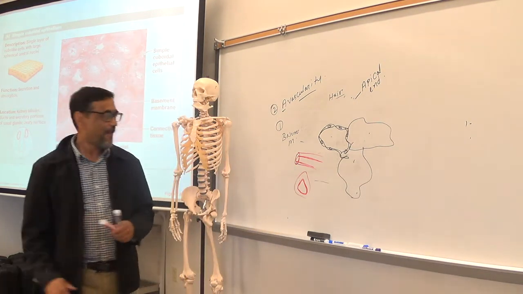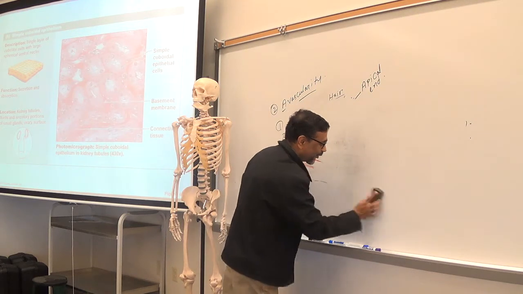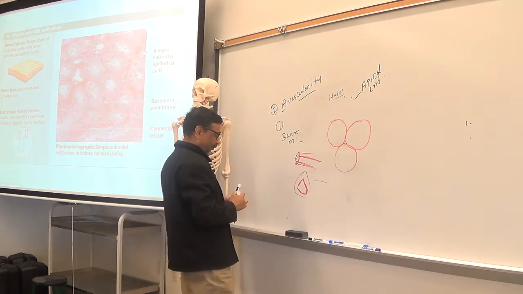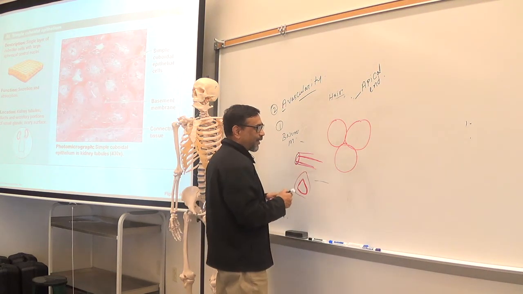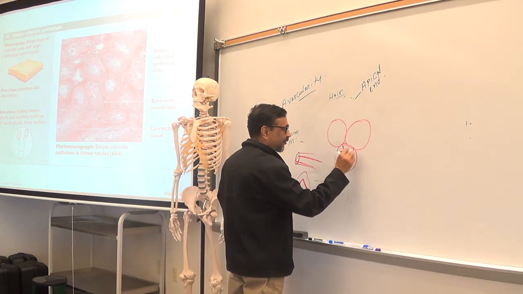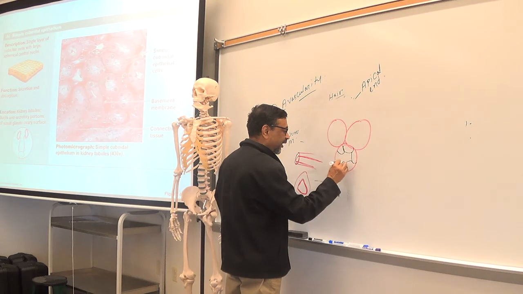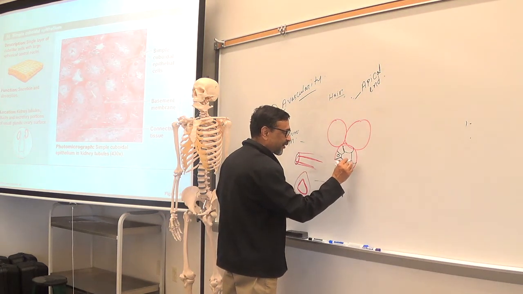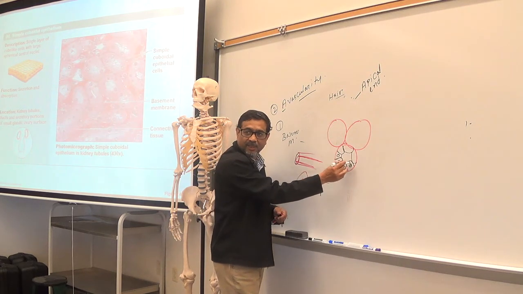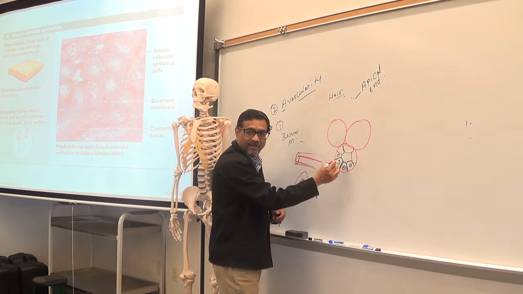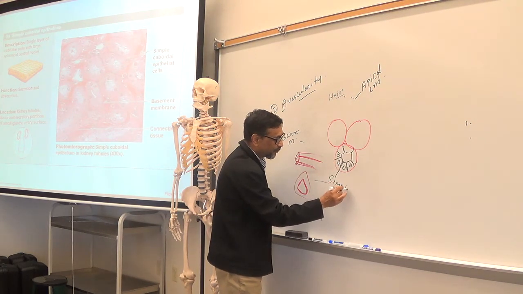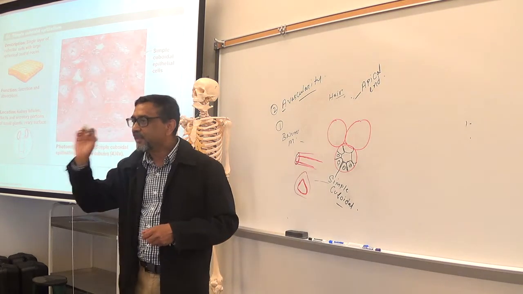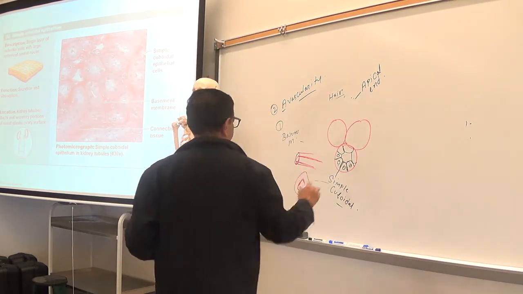Simple cuboid. If you see this tissue, you have to look carefully. Tube-like structures. These are called ducts. And in the wall, you will see the cells are like this. The cube-shaped cells, nucleus. So this is one cell, this is another cell, this is another cell, and cube shape, right? And single layer, make sense? So this is simple cuboid. Single layer of cube-shaped cells in the wall of the ducts. These tubes are called ducts.